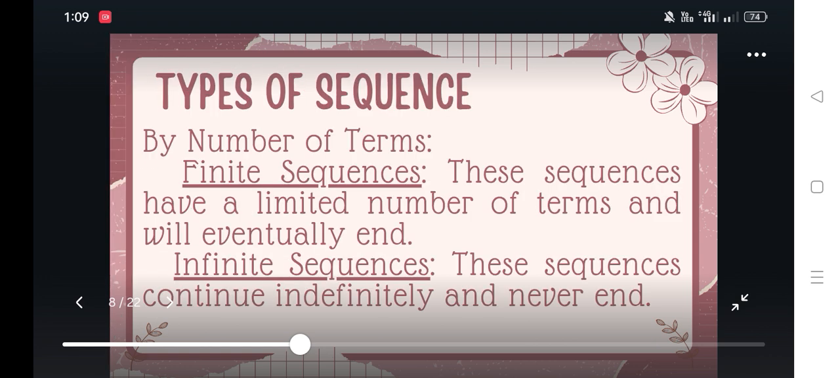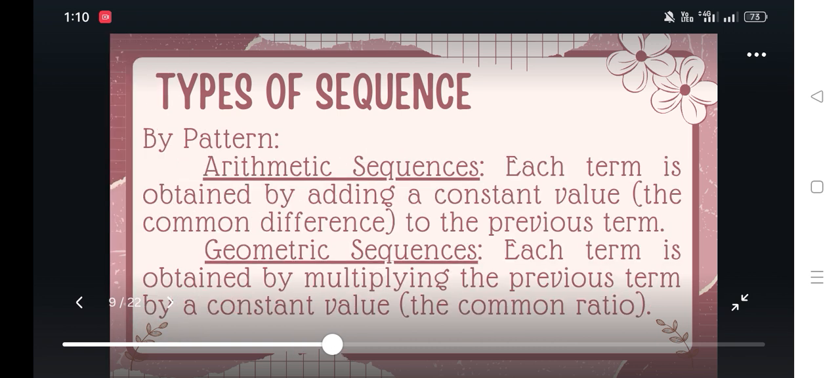Then we also have types of sequence. Again, by number of terms, we have finite and infinite. Finite sequence means these sequences have a limited number of terms and will eventually end. So naay katapusan. But if it is an infinite sequence, these sequences continue indefinitely and never end. So walay katapusan.